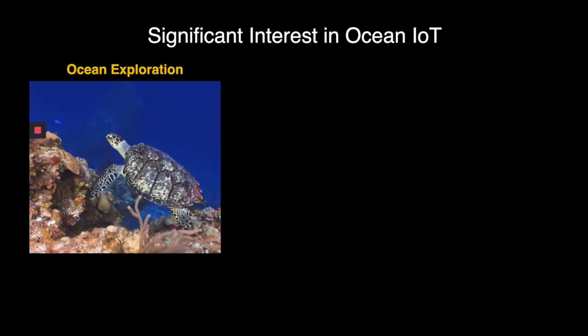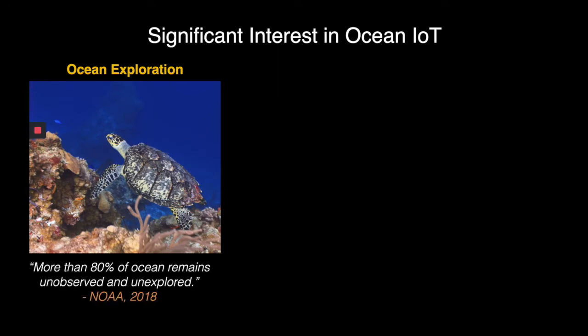There is a significant interest in ocean IoT due to its huge potentials. For example, we can use it for ocean exploration. Unfortunately, according to NOAA, as of 2018, more than 80% of the ocean remain unobserved and unexplored. Ocean IoT allows us to deploy sensors and have them transmit back their information to us so that we can expand our understanding of the ocean.